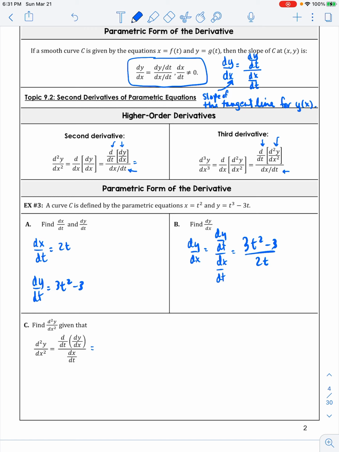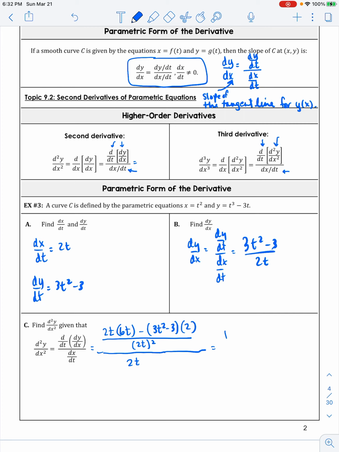And now they're asking for that second derivative. Please be careful on this one because I have to use the quotient rule for the numerator, but my denominator is still just going to be divided by 2t, because I have to divide by dx/dt. This one is going to be low d high minus high d low over the square of what's below. But you have to remember to then divide by that dx/dt.